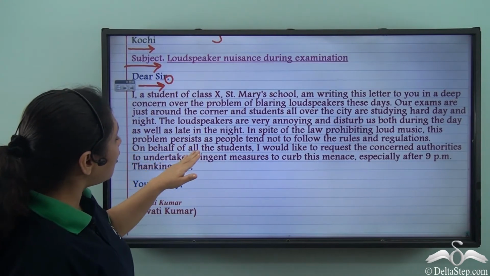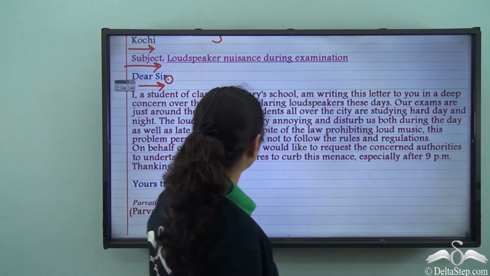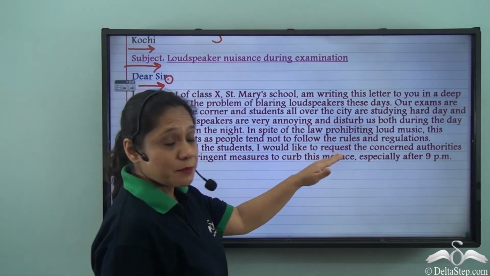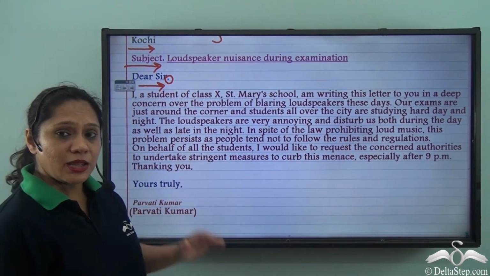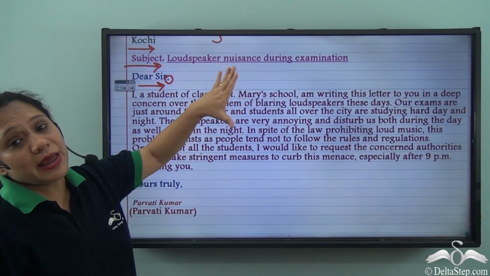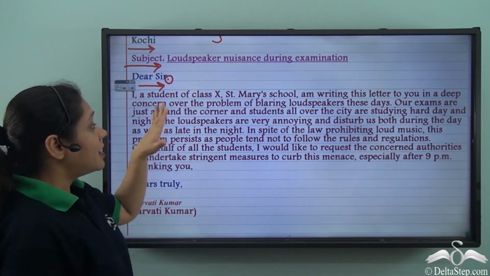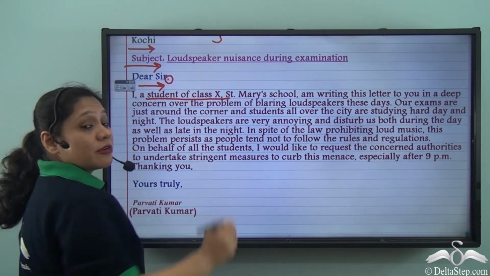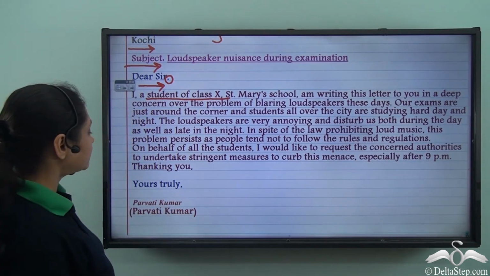On behalf of all the students, I would like to request the concerned authorities to undertake stringent measures to curb this menace, especially after 9 p.m. Thanking you. So here the main content or body is divided in two paragraphs. The first paragraph introduces the person writing the letter as well as the purpose for writing the letter.